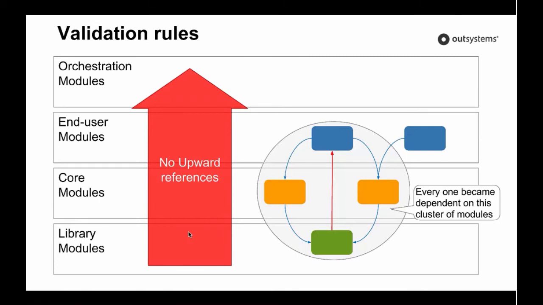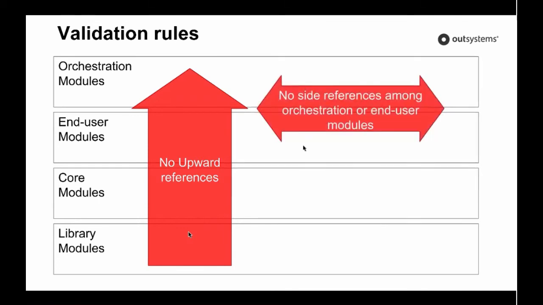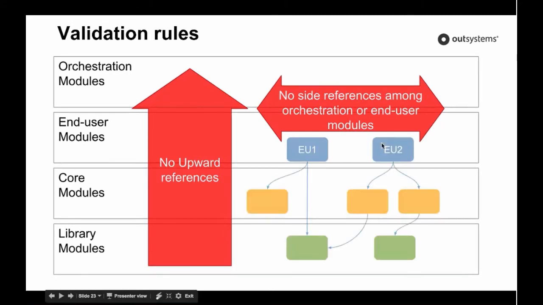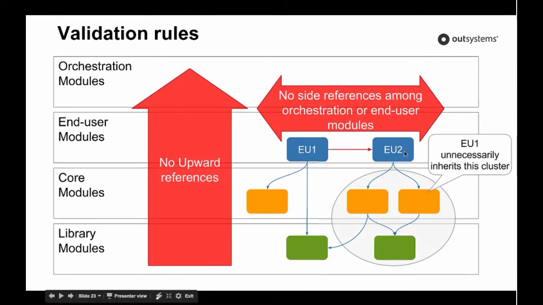The second rule is related to the fact that I don't want to expose services in the top 2 layers. So if I'm not exposing anything, they should not have side references. For instance, if I have this correctly layered architecture, and now I do some reference from this end user to that end user, it means that this one is exposing something. So you can read it as exposing a service that is reusable by this one.